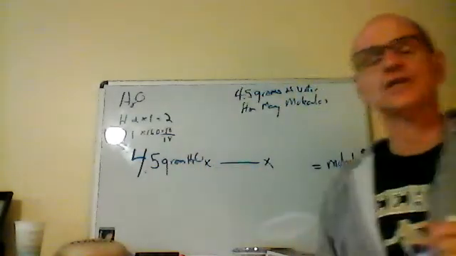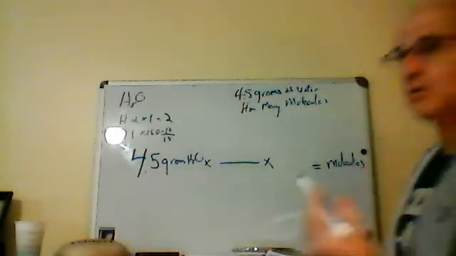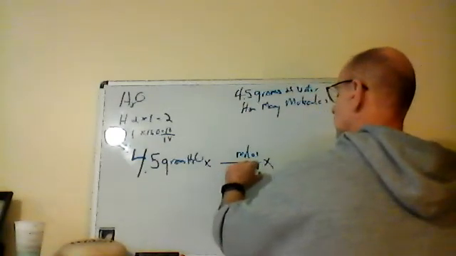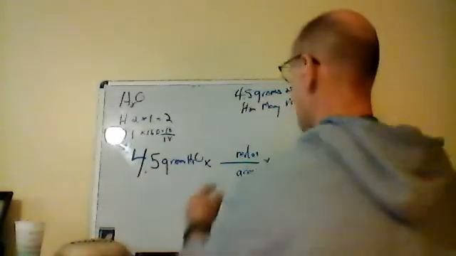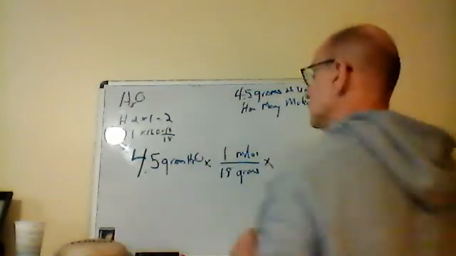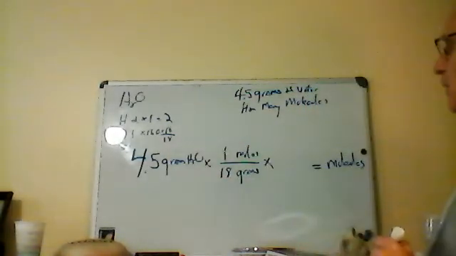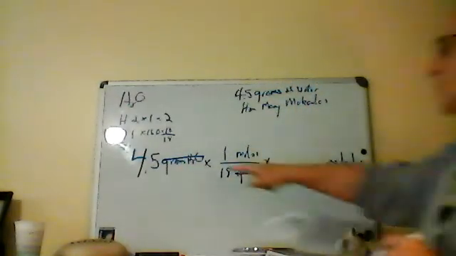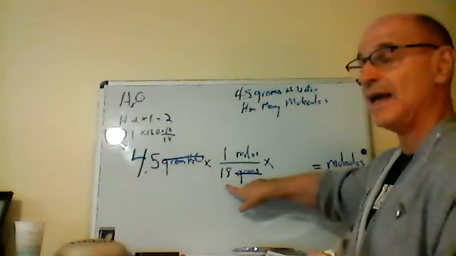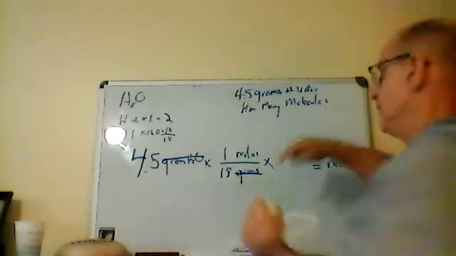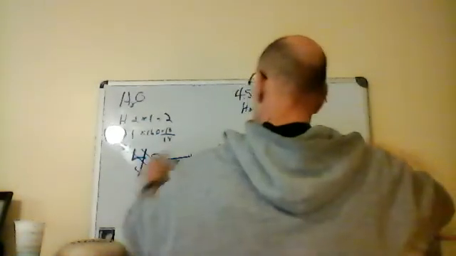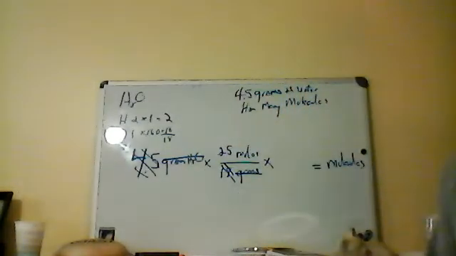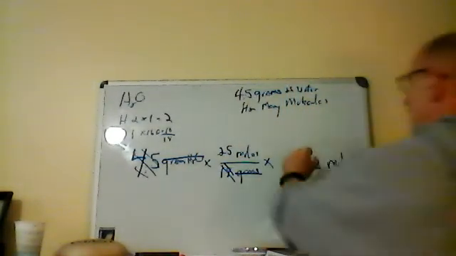So the first thing is to say, okay, I want to convert grams to moles, which means I want to wind up with moles and I want grams to cancel out. So I know I have 18 grams in 1 mole because I calculated that before. All right, so that's good. That cancels out. I'm left with moles. So it's 4.5 divided by 18, and I can tell you that right now because I did it in my head. It's going to equal 0.25 moles.